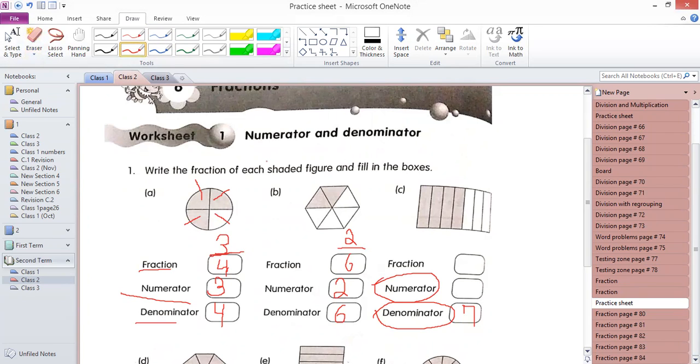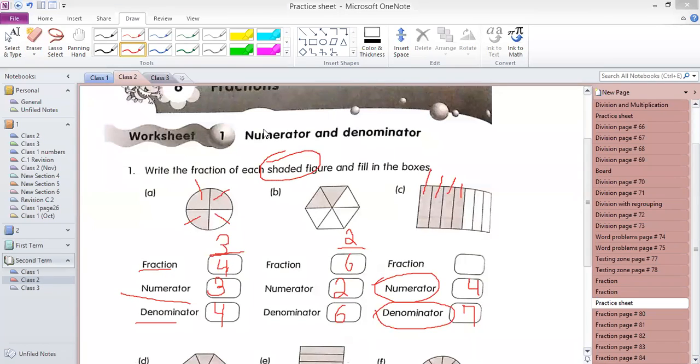Because you have to write a fraction for the shaded figure. So you will count how many parts are shaded. 1, 2, 3, 4. So numerator will be 4. Okay. Very good.